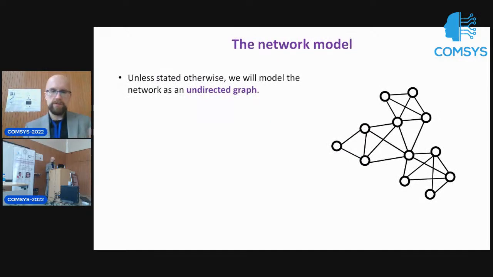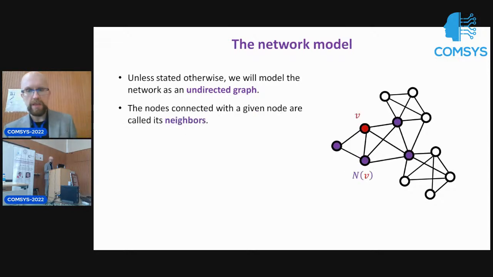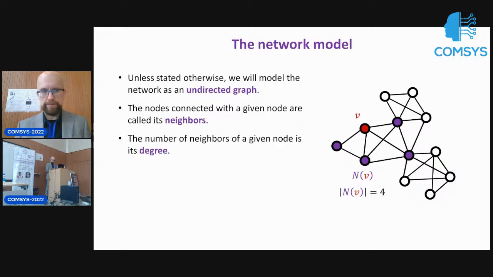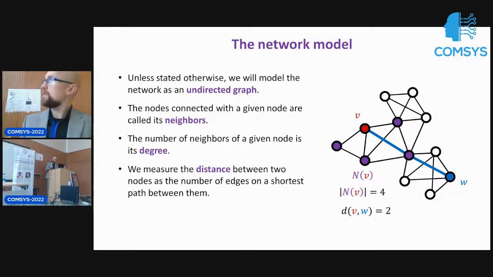Okay, before we move on, a quick theoretical background. When I talk about a social network, I will generally mean an undirected graph, so a graph with a set of nodes connected by some edges. And because I'm talking about an undirected graph, we can think about these edges as symmetric relationships. So these are lines and not arrows. The group of nodes connected to a given node I will call its neighbors. The number of neighbors of a given node is called its degree. And finally, I will measure distance in this social network as the number of edges on the shortest path between two nodes. So in this very simple network, the distance between V and W is 2, because I can get from V to W in just 2 hops by going over 2 edges.